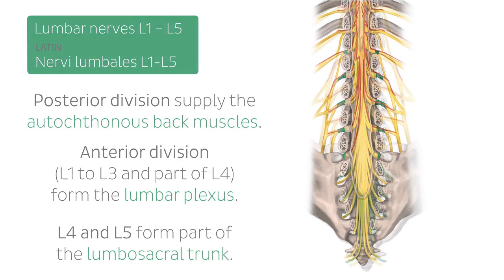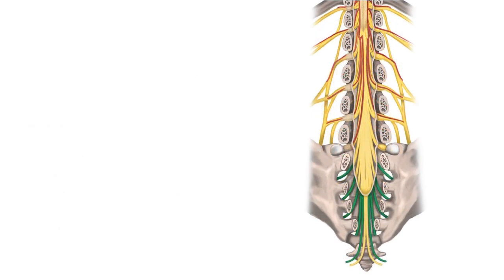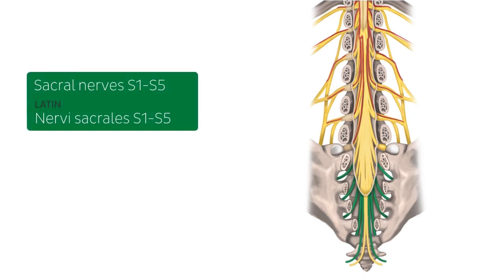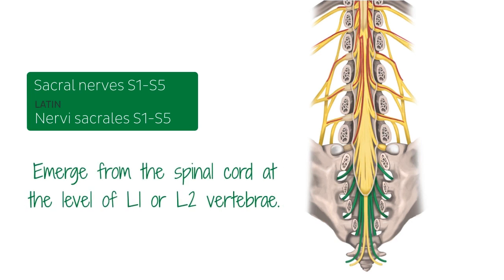As we move further down the vertebral column, we see another 5 pairs of nerves. These are the sacral nerves, which also have an anterior and posterior branch or division. The sacral nerves emerge from the spinal cord at the level of L1 or L2 vertebrae, as you can see in our illustration, and descend into the sacrum. The anterior and posterior branches or rami exit the vertebral column through the anterior and posterior sacral foramina respectively.